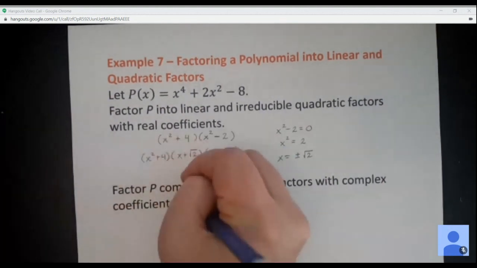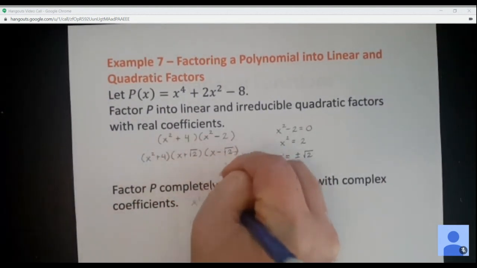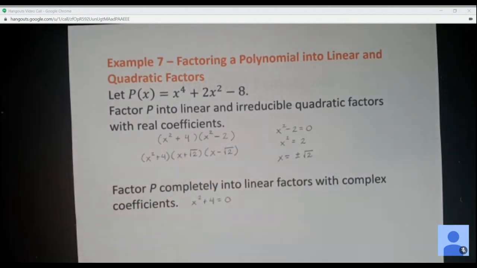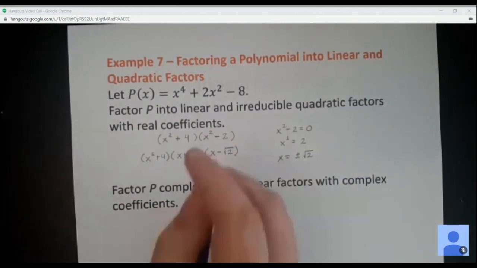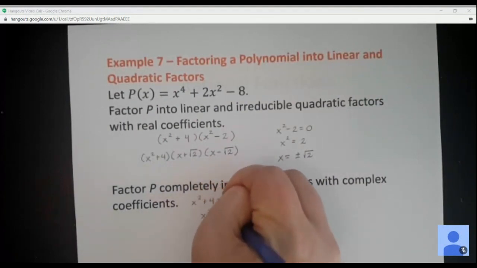Set it equal to 0. Good. I'm going to take x squared plus 4, and I'm going to set that equal to 0. So now my first step, move the 4 over. We're going to have x squared equals negative 4.